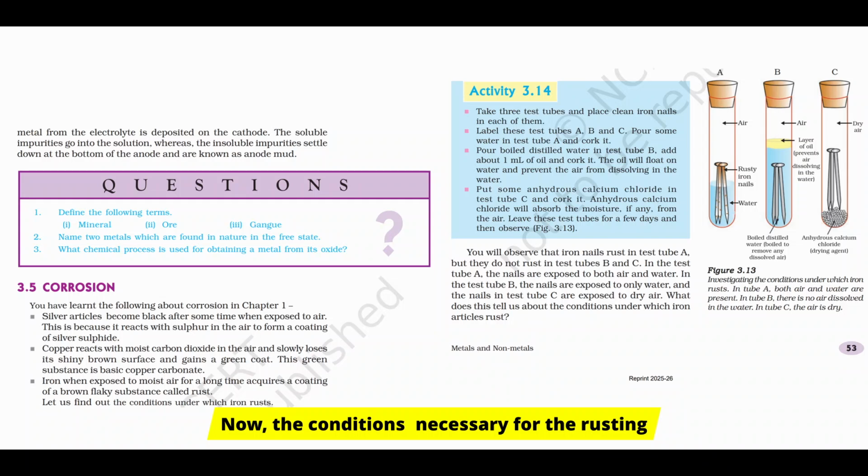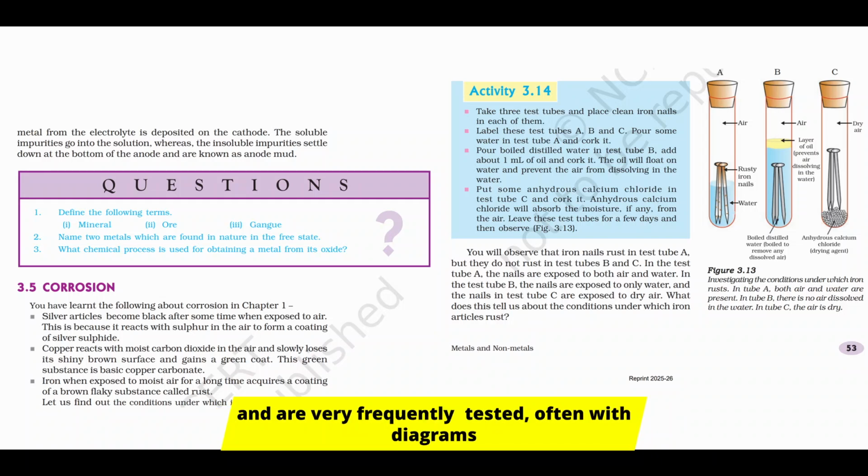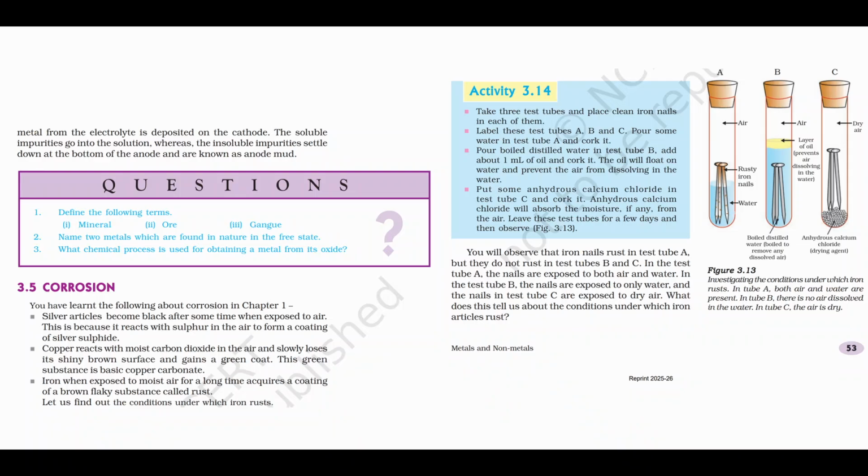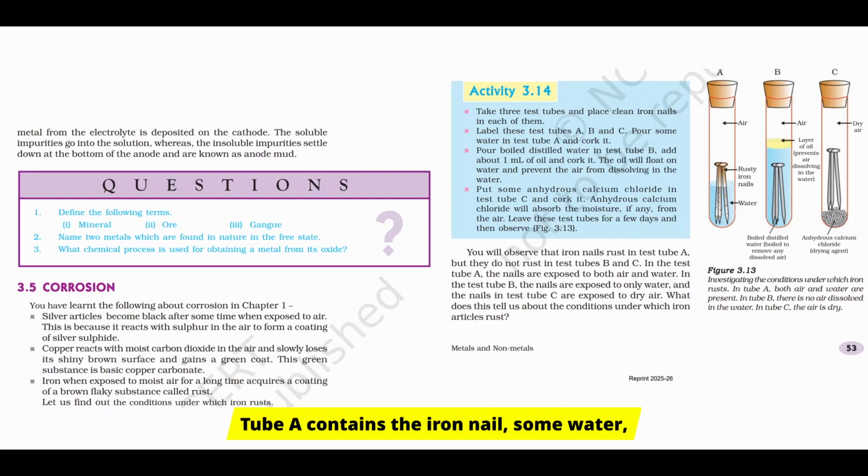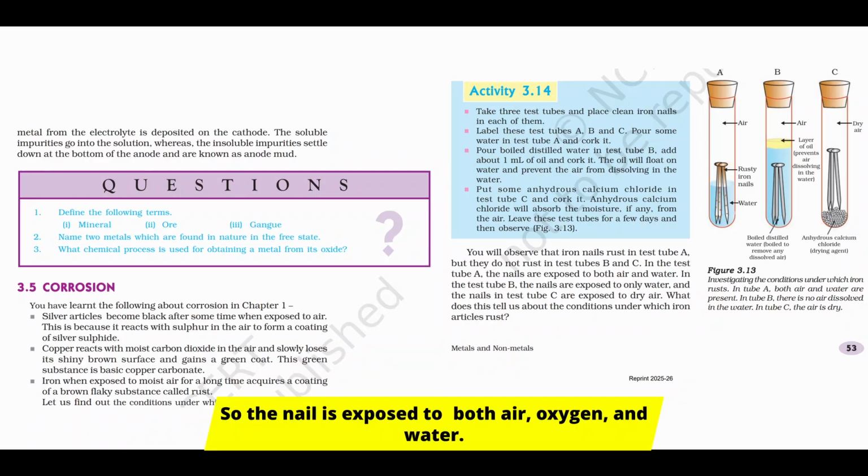Now, the conditions necessary for the rusting of iron are crucial for your understanding and are very frequently tested, often with diagrams based on a classic experiment, like Activity 3.14 in NCERT. Imagine setting up 3 test tubes, each containing a clean iron nail. Tube A contains the iron nail, some water, and is open to the air, so the nail is exposed to both air, oxygen, and water.